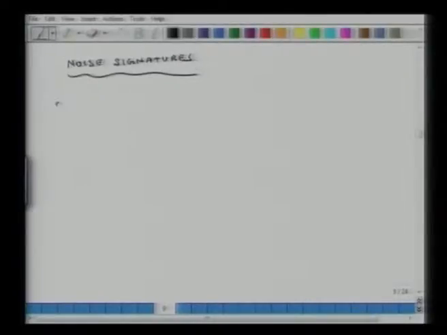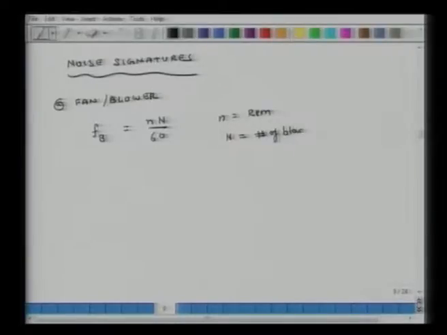So if I have a fan or a blower, we are not talking about a ceiling fan, but fans which pump air, they generate a fundamental frequency FB, which equals N times n over 60. Here n is the RPM and uppercase N is the number of blades. And this makes physical sense.